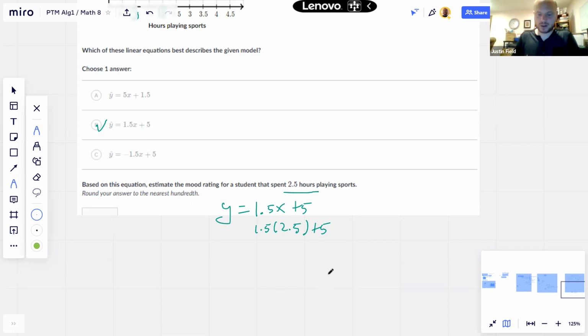All right, so let's go ahead and calculate this. Jacob is predicting that if you play sports for 2.5 hours, then your happiness will be at an 8.75, 10 being the highest, 0 being the lowest. So you're a pretty happy guy. And you can see Jacob is saying if you play more sports, you'll be happier. I wonder if you think that's true. It depends if you're winning or losing, right?